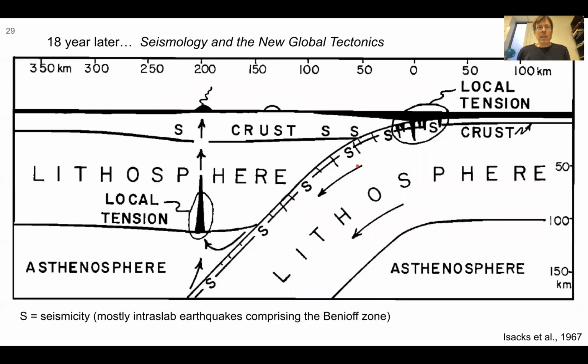So 18 years later, a paper culminating all these seismic observations, seismology and the new global tectonics, gives us this picture of one plate, lithosphere, going down under the other, pointing out where this S, standing for seismicity, is mostly within the crust as it subducts beneath the plate. It's not that all the earthquakes Benioff was looking at were on some master fault. It's actually in this plate bending and deforming as it goes down. So this is a pretty good picture of what we understand today of a subduction system and also the creation of the volcanoes as well.